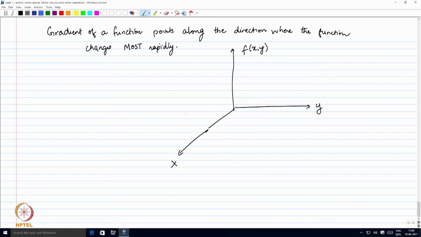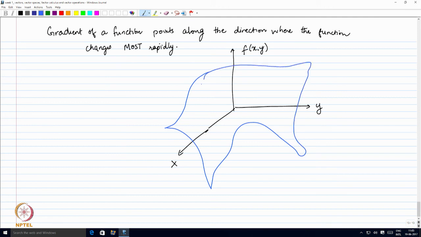Now, it might be that your f is some surface that I am just showing like this. This is my f, and suppose you take any point and you go in various directions. You go in this direction, this direction, this direction, and you look at the direction where the function changes the fastest. Let us say the slope is maximum along this direction.